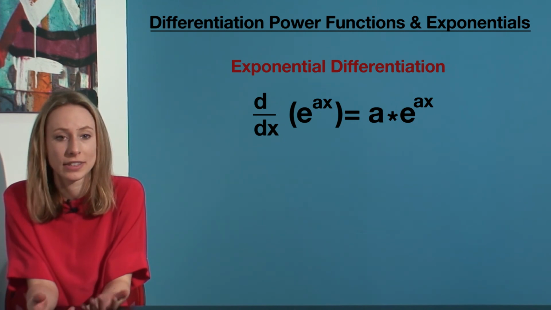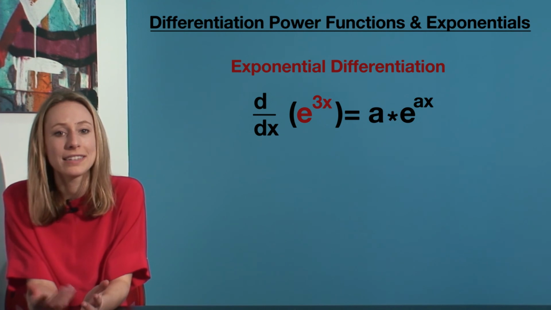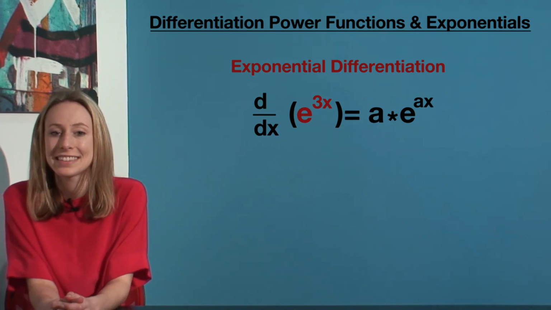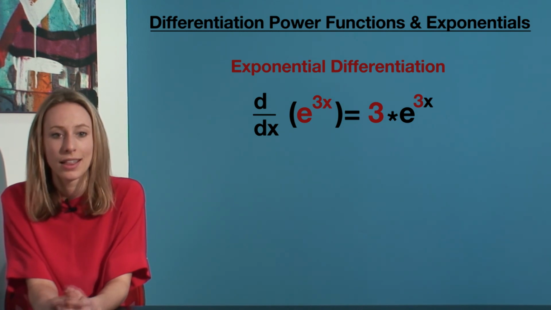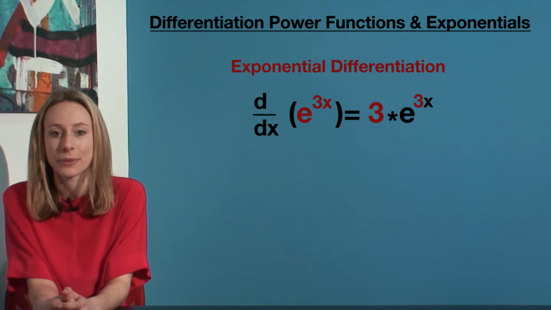Let's try this question, for example. y equals e to the power of 3x. Find dy/dx. If we follow the formula provided, it is easy to see that a equals 3. Therefore, dy/dx equals 3 times e to the power of 3x.